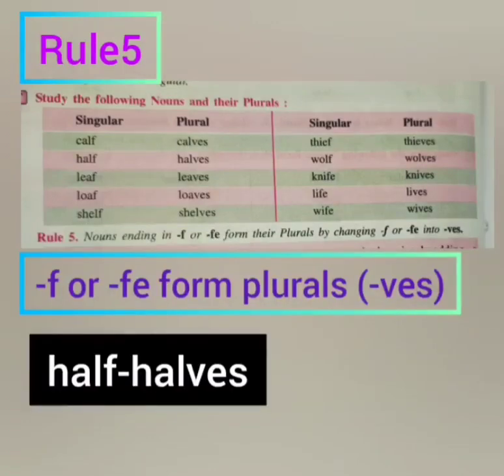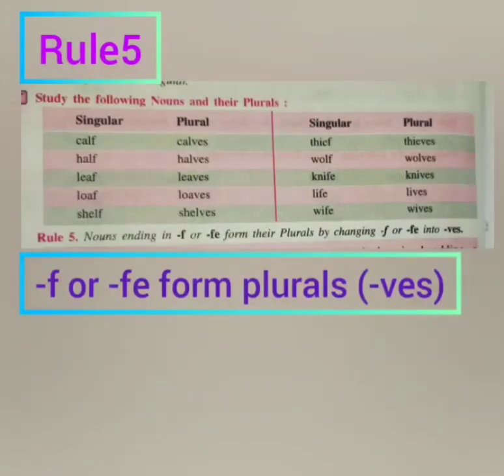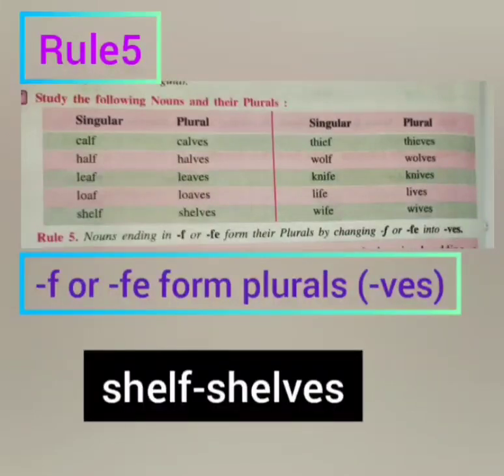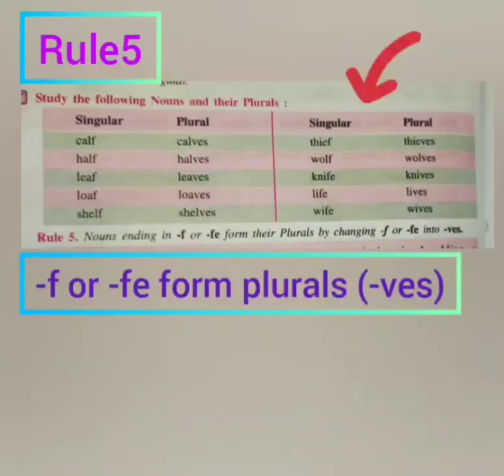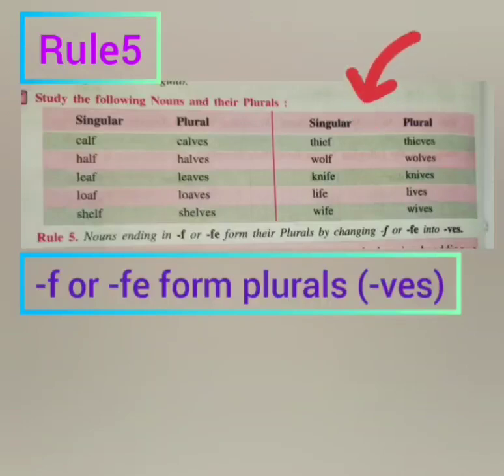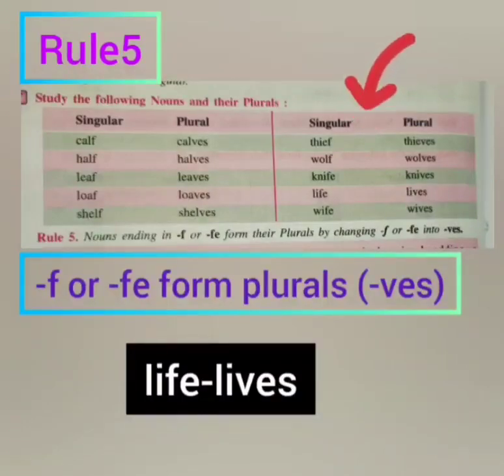Half, halves. Leaf, leaves. Can you see? Can you note the pronunciation also? Here it was singular, so I had leaf, okay? But in plural it will become leaves, okay? Shelf, shelves. Thief, thieves. Wolf, wolves. Knife, knives. Life, lives. So students, can you note this difference?